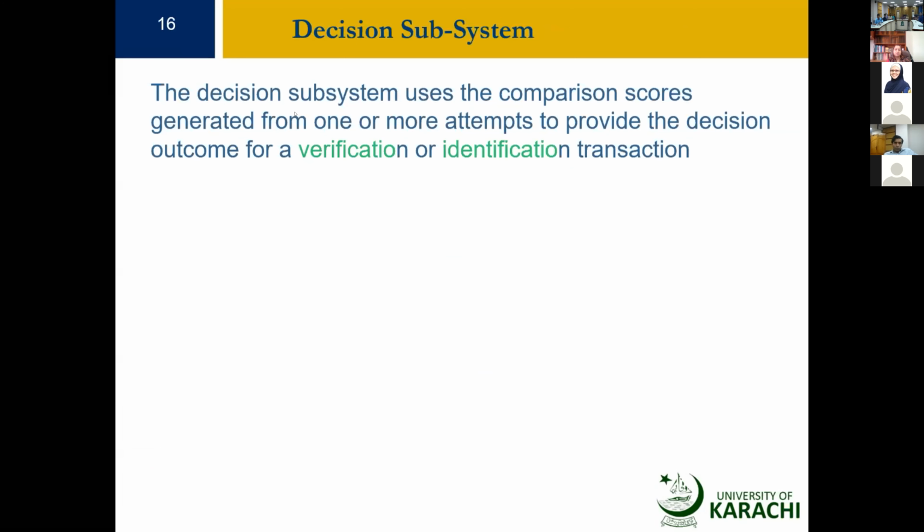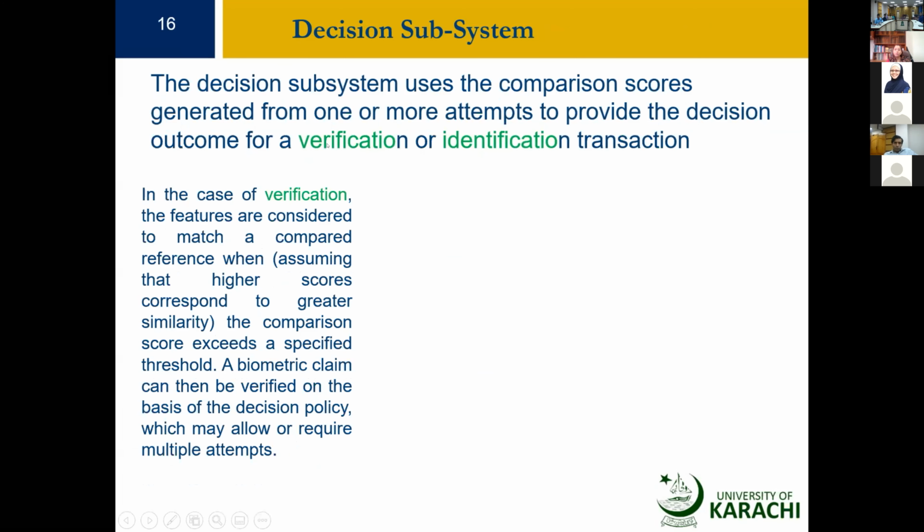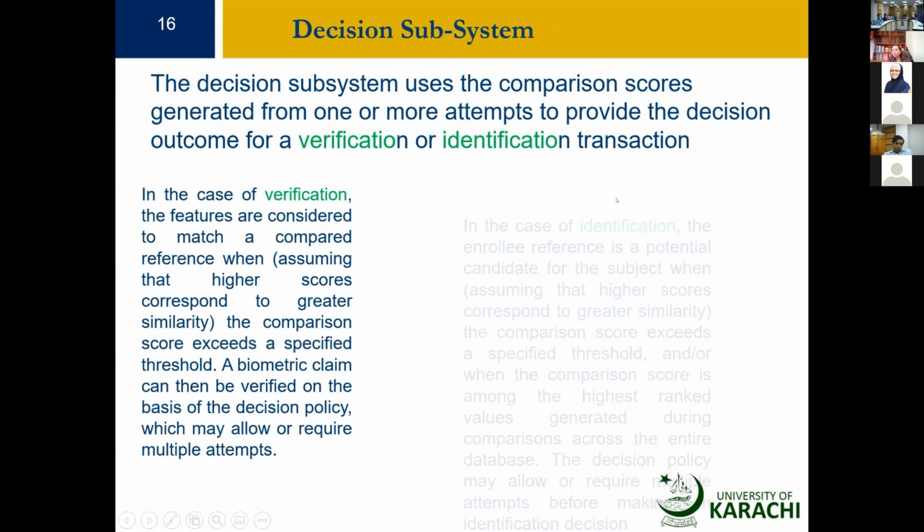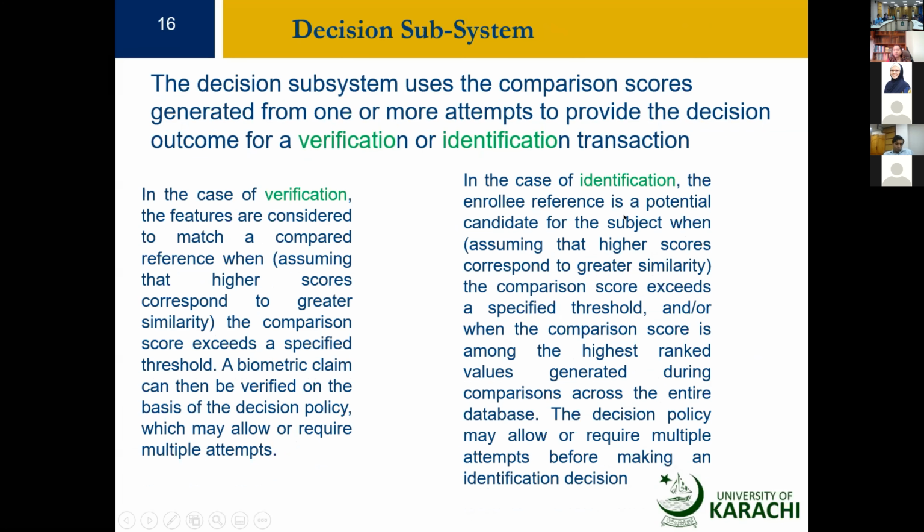So this is the decision system. The two main components of the decision system are verification or identification, as I already told you. In case of verification, the features are considered to match a compared reference. And in the case of identification, the enrollee reference is a potential candidate for the subject. And here you apply a specified threshold. In both cases, you may allow or require multiple attempts.